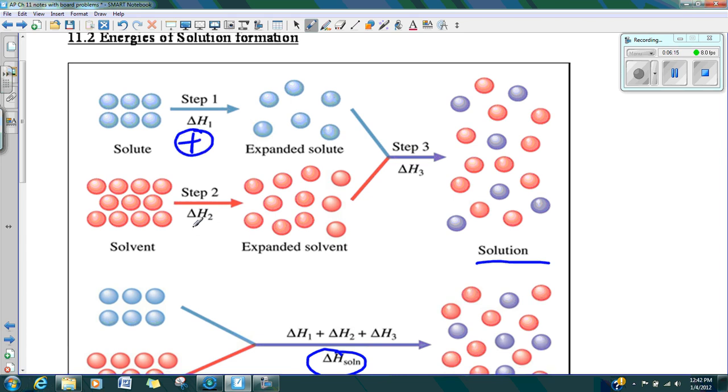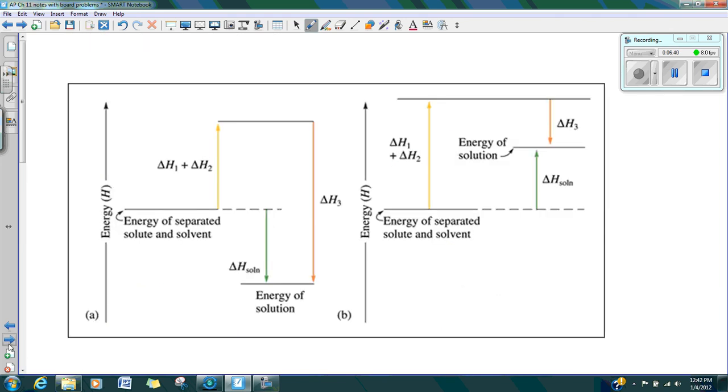We also said that expanding the solvent is going to be endothermic. And then we also took a look at that in order for these to combine, some heat has to be released. So you take in this energy to expand the solute, expand the solvent, they finally come together, and then you're going to have some energy released. Hopefully that makes sense to you. So now as we take a look at another diagram of this, it shows you this just a little bit further.